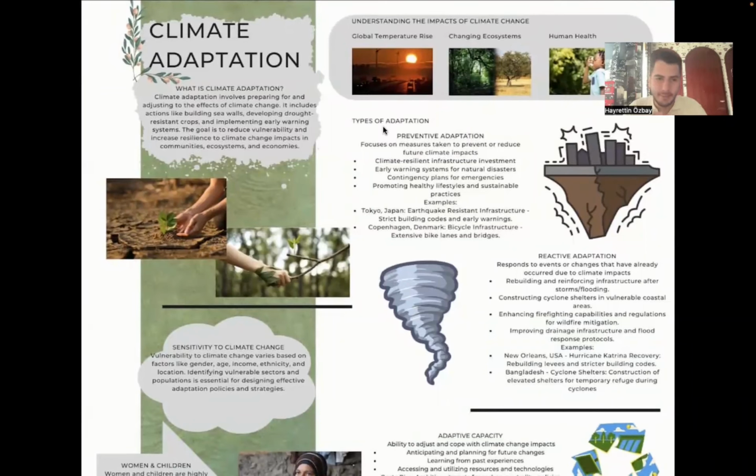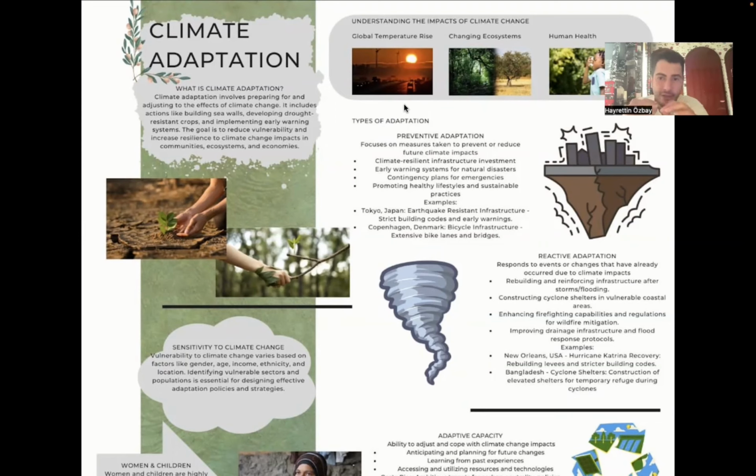We will introduce and explain climate adaptation, and it's our topic. And I will start. Firstly, what is climate adaptation? Climate adaptation involves preparing for and adjusting to the effects of climate change. It includes actions like building seawalls, developing drought-resistant crops, and implementing early warning systems. The goal is to reduce vulnerability and increase resilience to climate change impacts in communities, ecosystems, and economies.